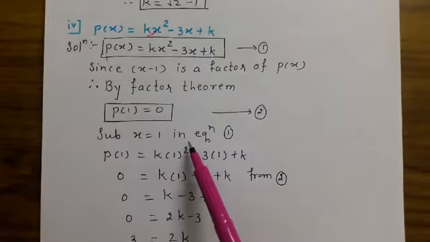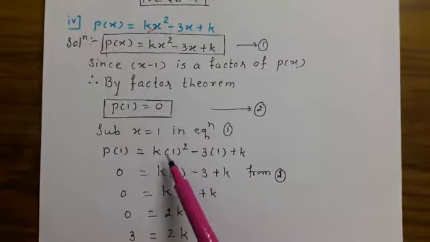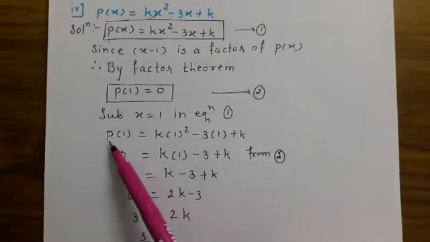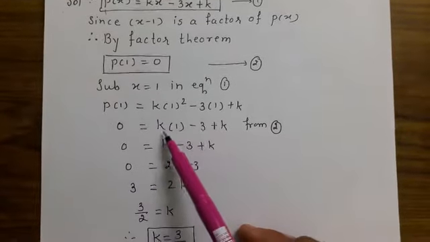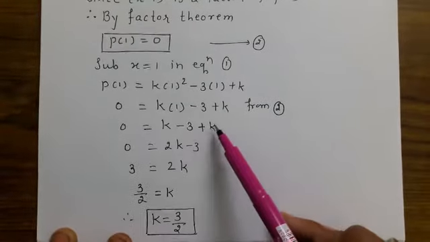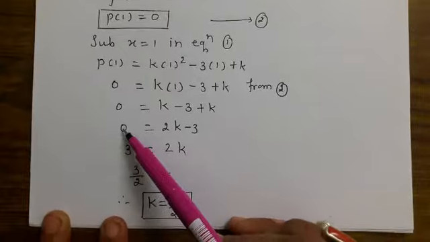We will call this equation 2. Substitute x is equal to 1 in equation 1. So p of 1 is equal to k into 1 square minus 3 into 1 plus k. So what is the value of p of 1? 0 is equal to 1 square is 1, 1 into k is k, minus 3 plus k. Now here 1k plus 1k is nothing but 2k minus 3, and here the left-hand side is 0.